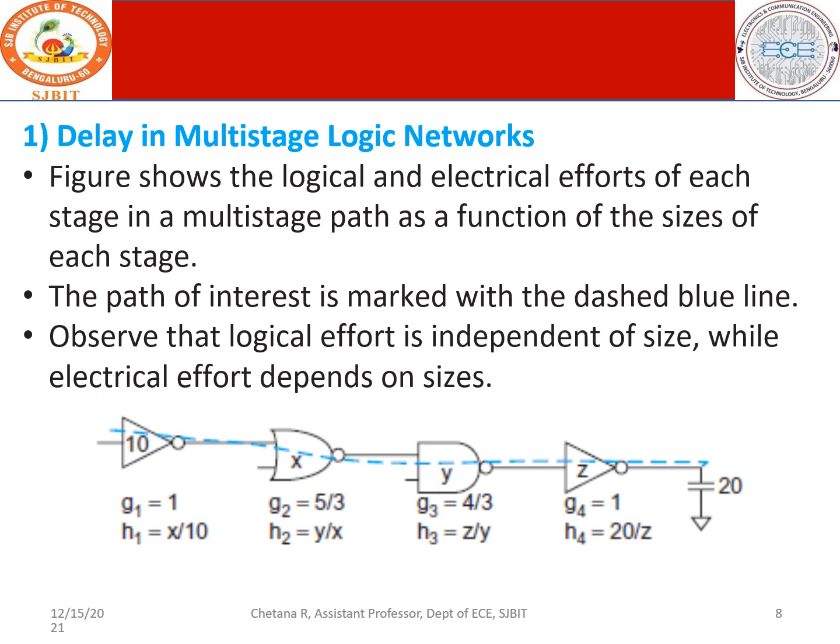Now we will try to find out the delay in a multi-stage logical network. Multi-stage means you have many circuits, one driving the other, and that one driving another. Like this, it has a cascaded structure, which is called multi-stage. The figure shows the logical and electrical efforts of each stage in a multi-stage path as a function of the sizes of each stage.